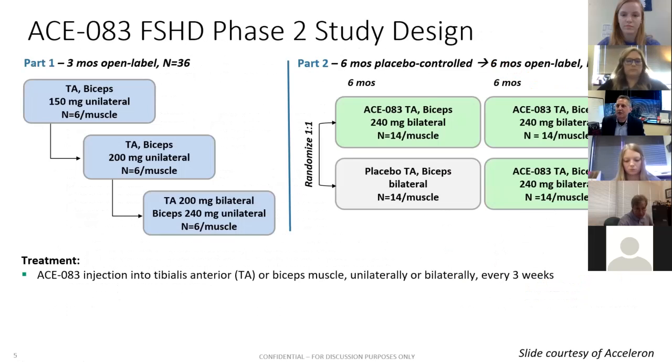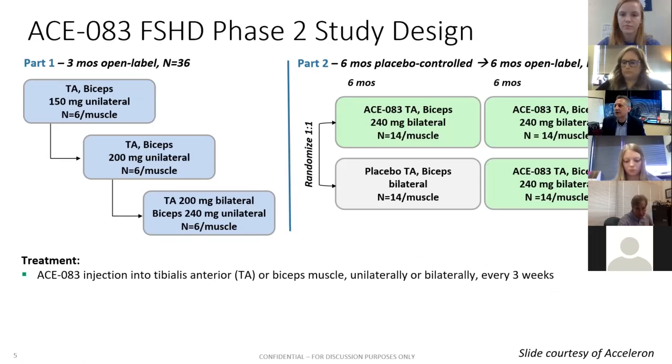The study itself was in 2 parts. The first part was called a multiple ascending dose study. This is just a study to figure out what the proper dose would be and whether it's safe to give the drug. It was directly injected by needle into your tibialis anterior. That's the muscle that helps you lift your toe, or your biceps, which is the muscle that helps you bend your arms.